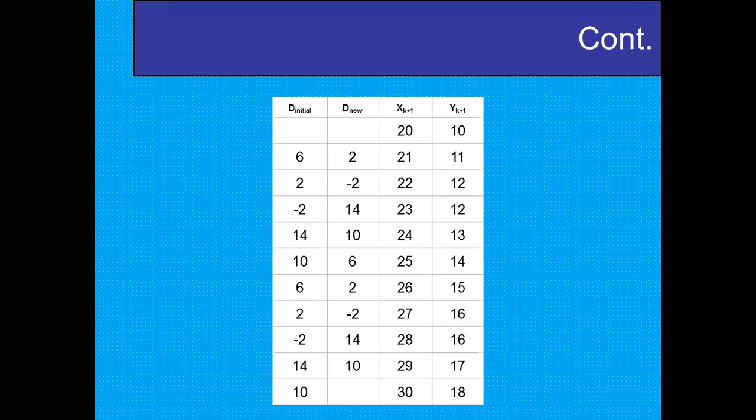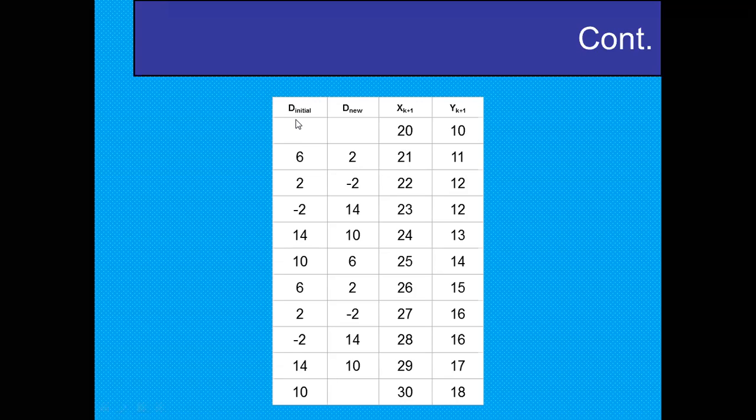So you can proceed. You first calculate d initial and d new, the formulas are already given. For x k plus 1, the formula is given, and y k plus 1 is equal to y with suffix k, plus 1. Similarly we can calculate. First we will write the initial value of x and y here, and after that we will add 1 as per the formula.